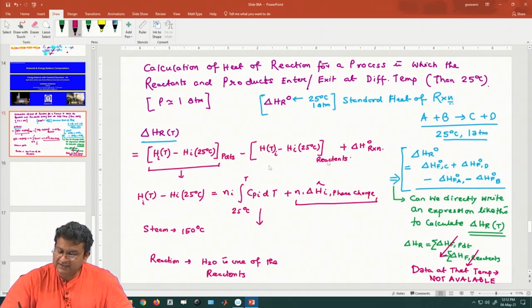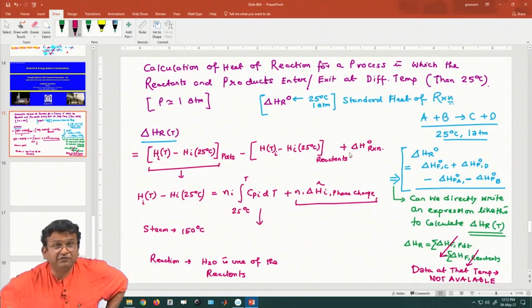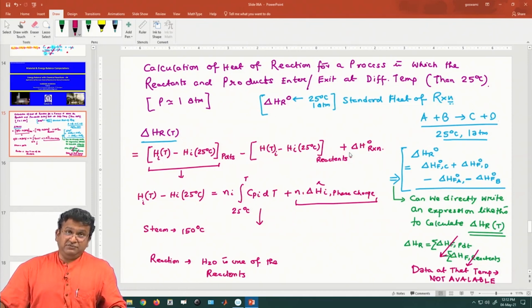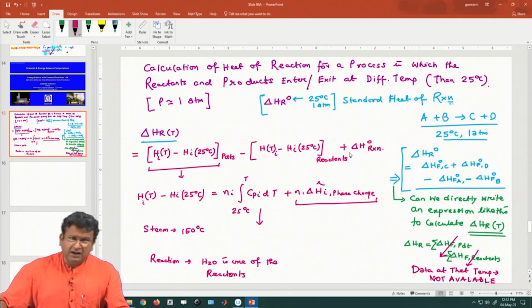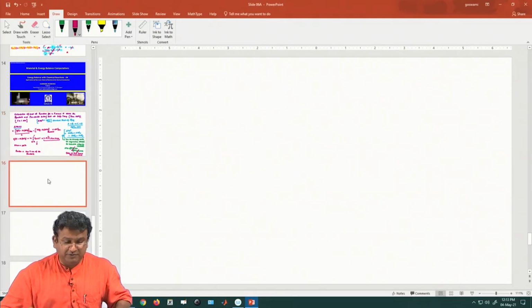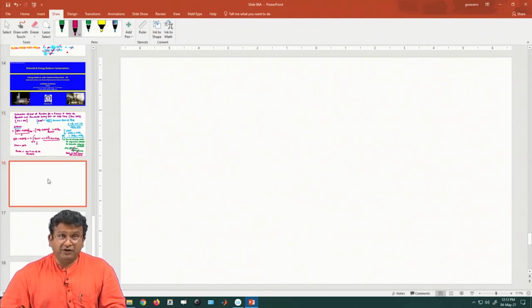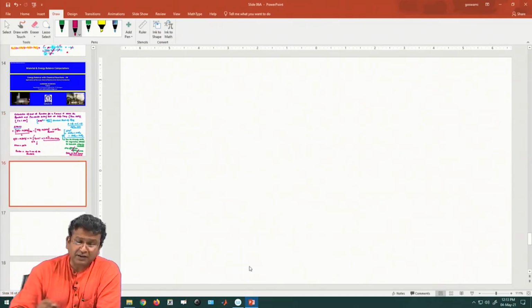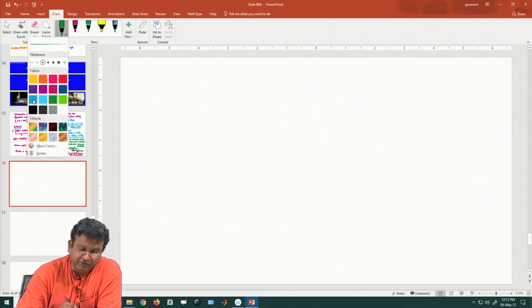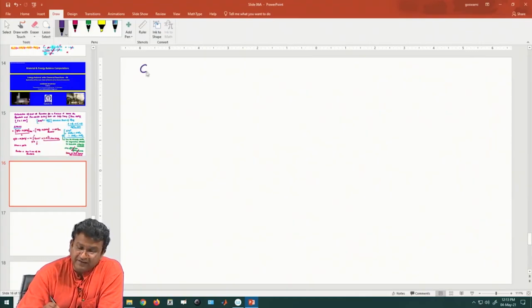So, essentially this is how you calculate the heat of reaction if your reactants and products are at different temperatures, which is not at 25 degree centigrade. I am not talking about the pressure effects right now. So, anyway, this is sort of a side discussion which probably is a little bit of leftover from one of our previous classes.